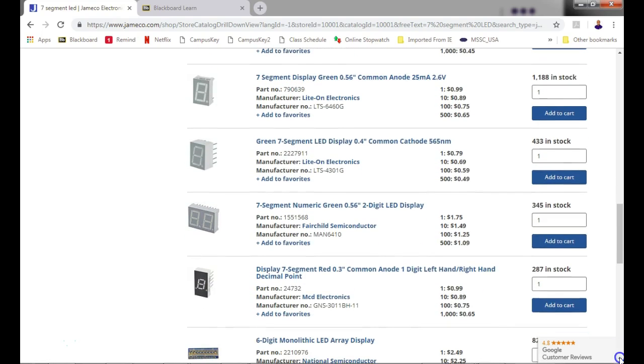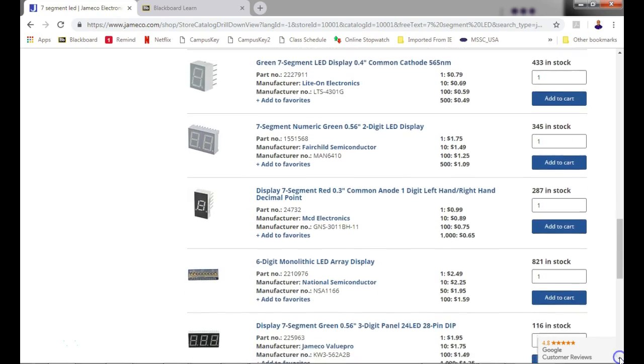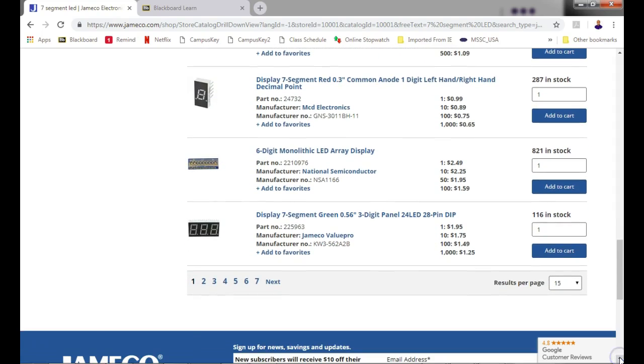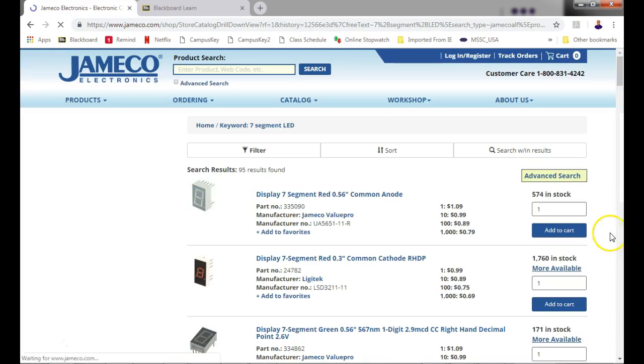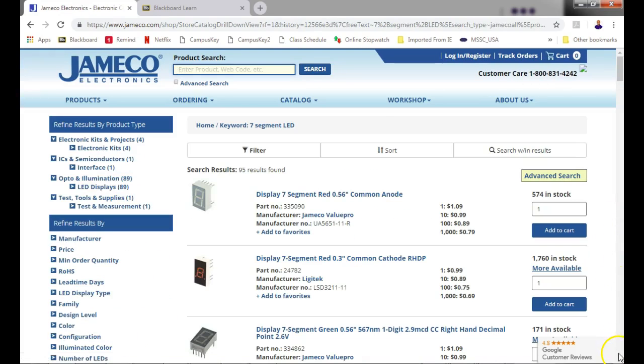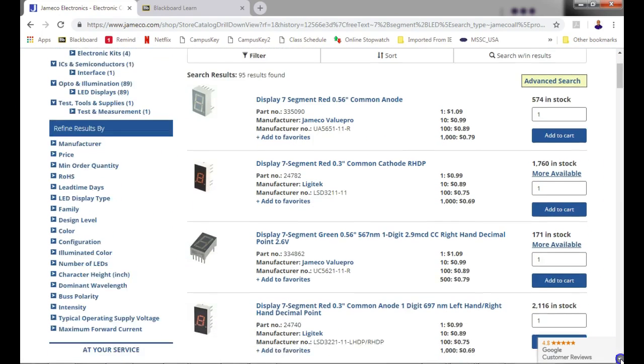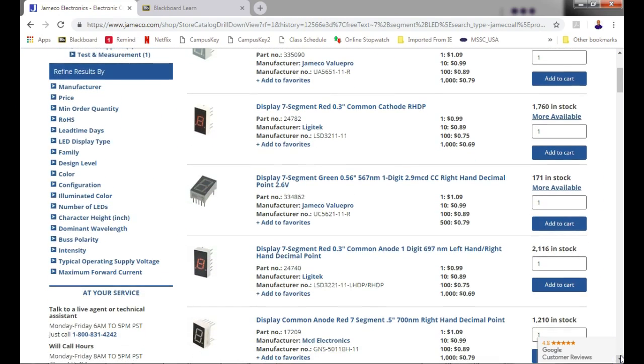Different sizes. They got big sizes. They got little sizes. They got some real big ones, real small ones. It all depends on what you're looking for. Jumbos is what they call them. In fact, let me pause this.